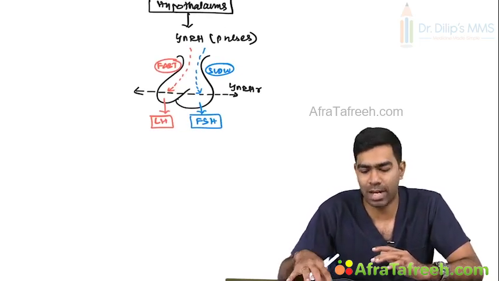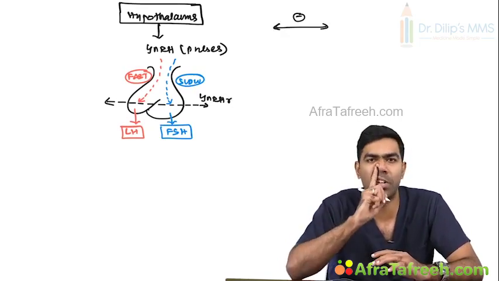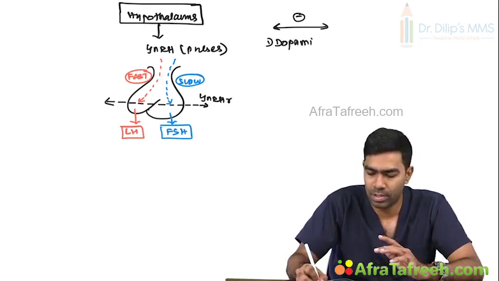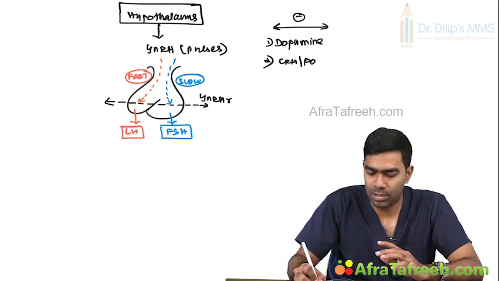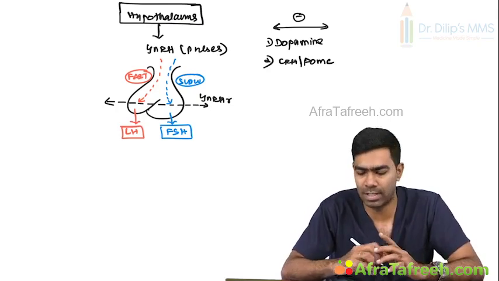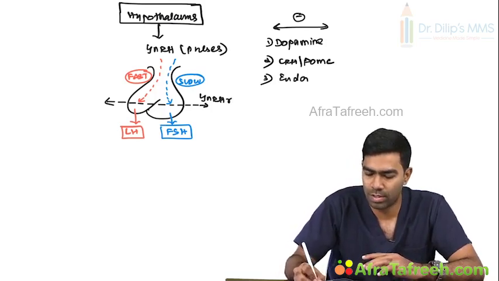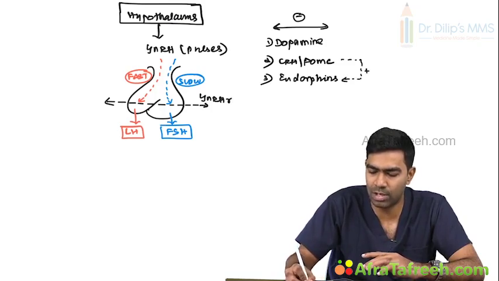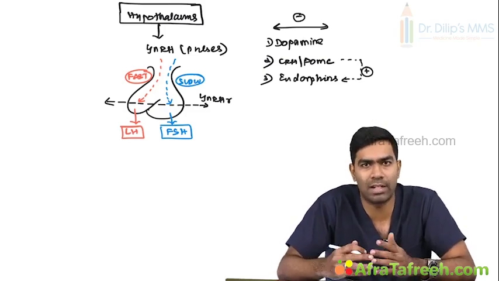There are some things that can modulate these GnRH pulses. For example, some things can inhibit and slow down the GnRH pulses. For example, dopamine, which is a neurotransmitter, and CRH and POMC. Corticotropin releasing hormone and POMC, or ACTH for that matter, can slow down the GnRH pulses. And number three, more importantly, endorphins can reduce the GnRH pulses. Remember, CRH and POMC can stimulate the production of endorphins, and one of the cleavage products of POMC itself is beta endorphin.